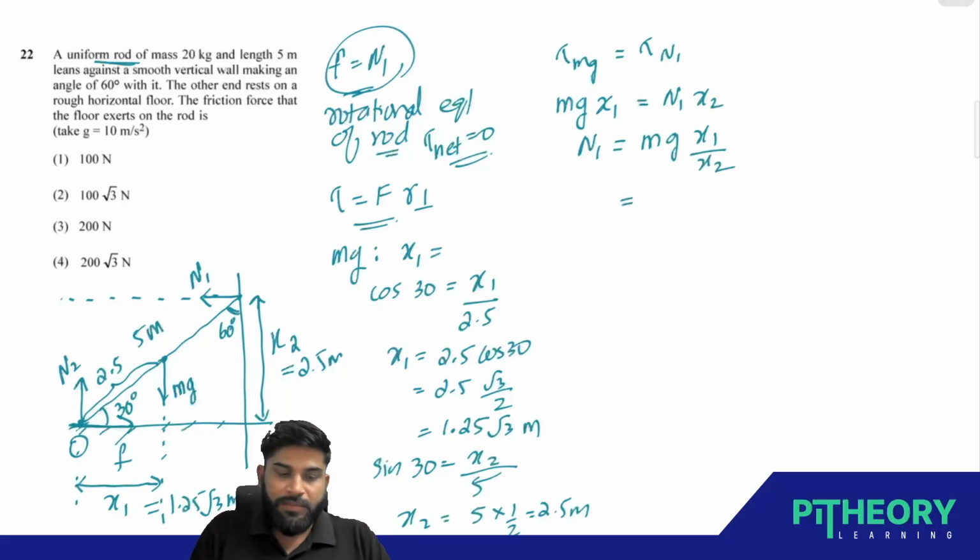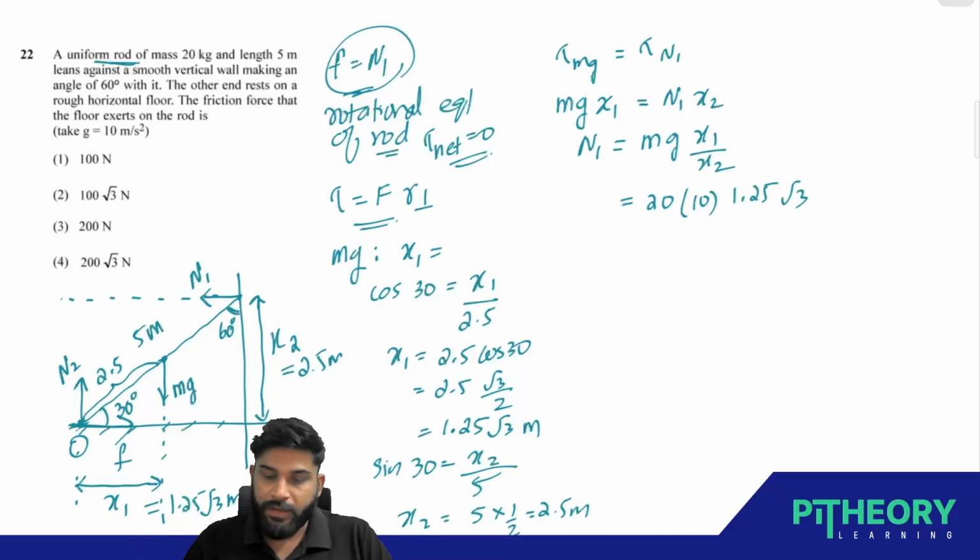Correct. So what is the mass? Mass is nothing but 20. You can take g as 10, into x1. X1 is nothing but 1.25 into root 3. Correct. You want the answer also in root 3, so let's keep root 3 there, divided by x2, which is 2.5. Correct. X2 is 2.5. So here you can see 1.25 into 2 is 2.5.